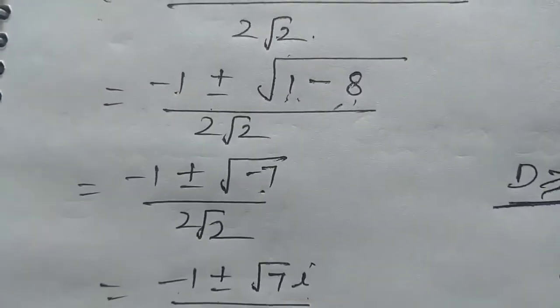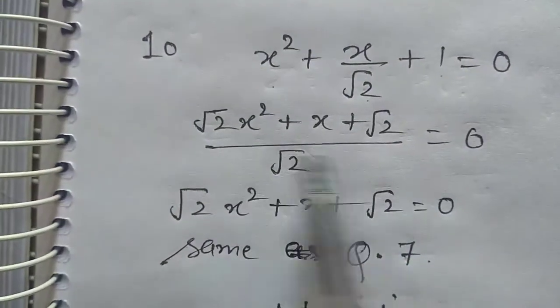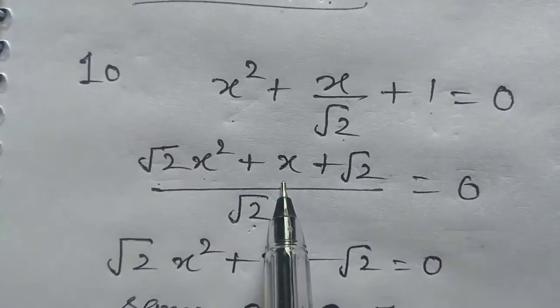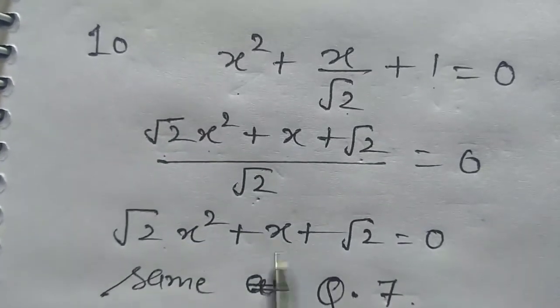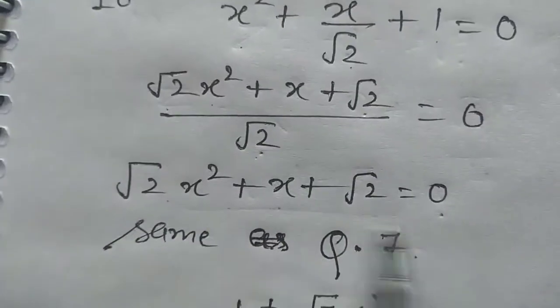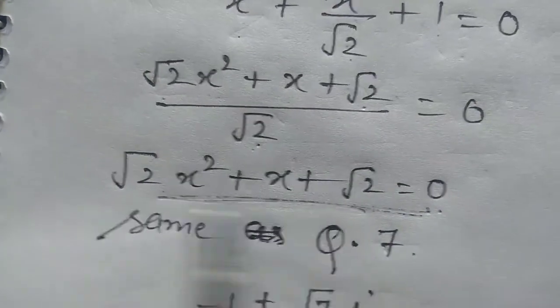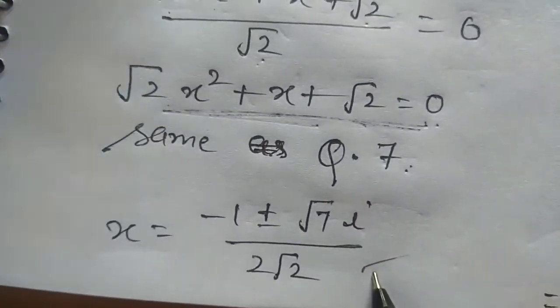Now come to question number 10. x square plus x by root 2 plus 1. Firstly I am taking the LCM here. Root 2 is the LCM. It will be root 2 x square plus x plus root 2 is equal to 0. This is the same as the 7th question we have done. The same equation is here as in the 7th, so you will find the answer. The answer is the same as the 7th.